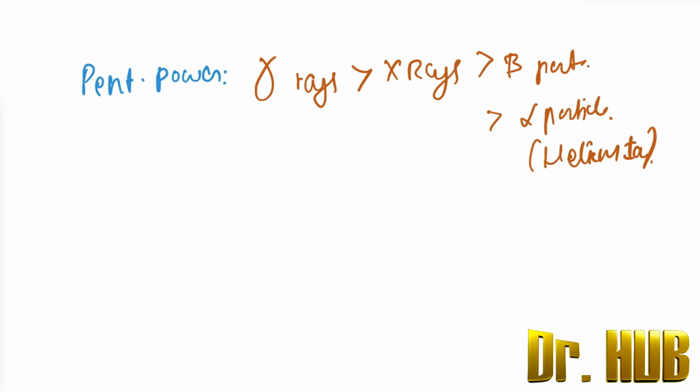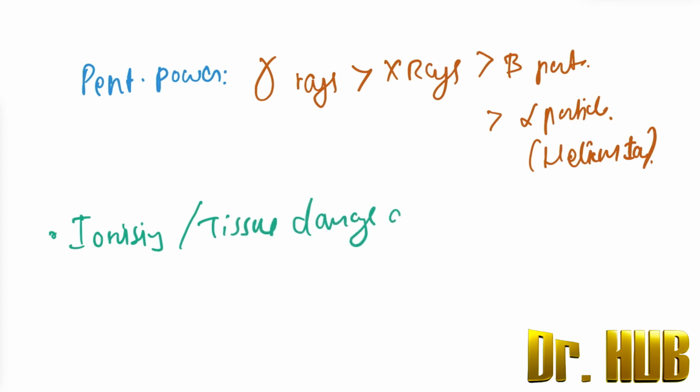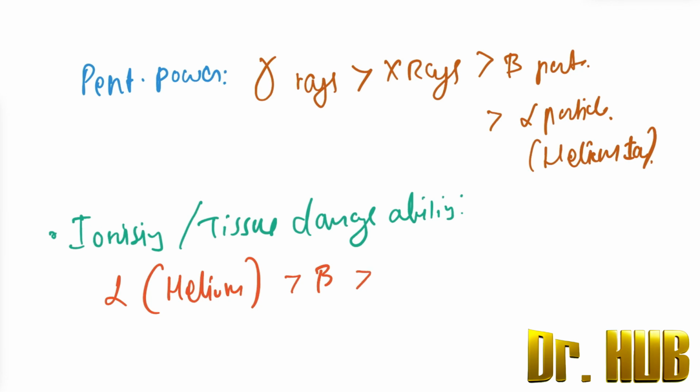Next, we look at the ionizing or the tissue damaging ability. The tissue damage ability includes the alpha particle. The alpha particle is nothing but the helium. And this is greater than the beta particle. This is greater than the X-rays. And this will be greater than the gamma rays.